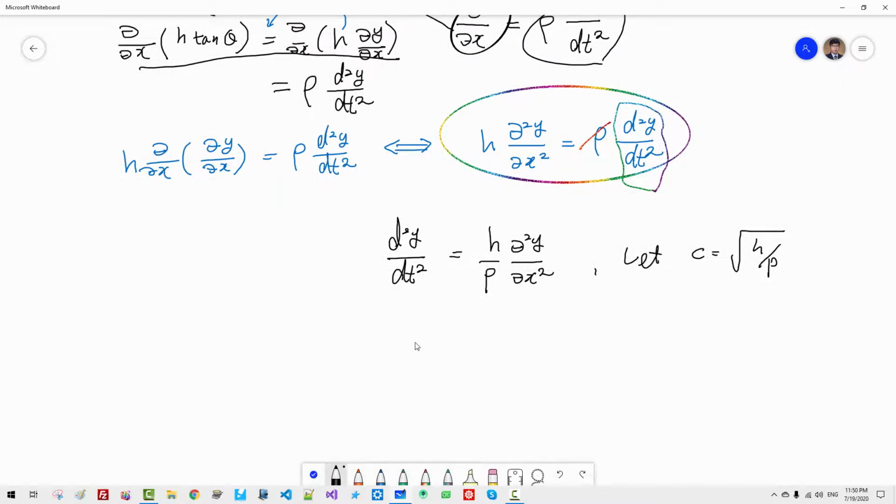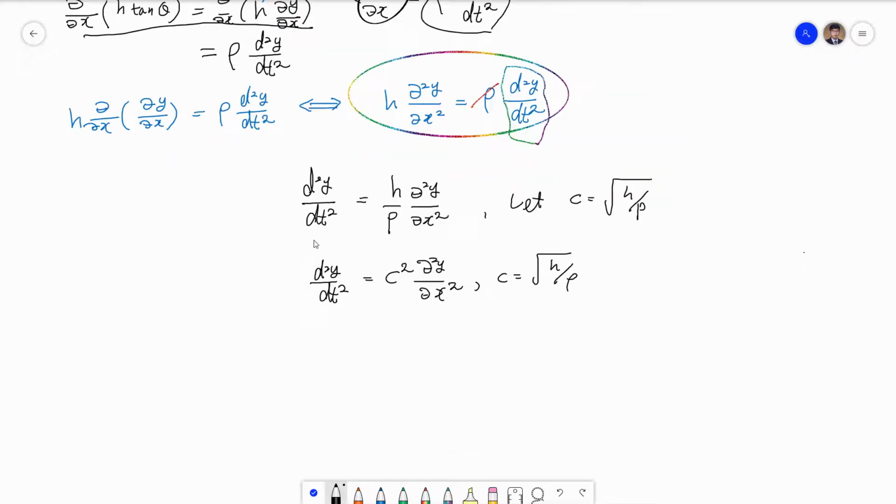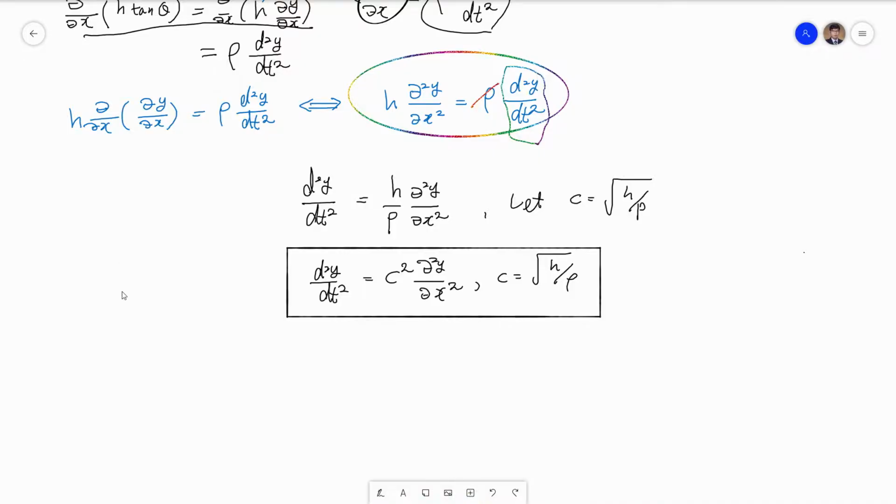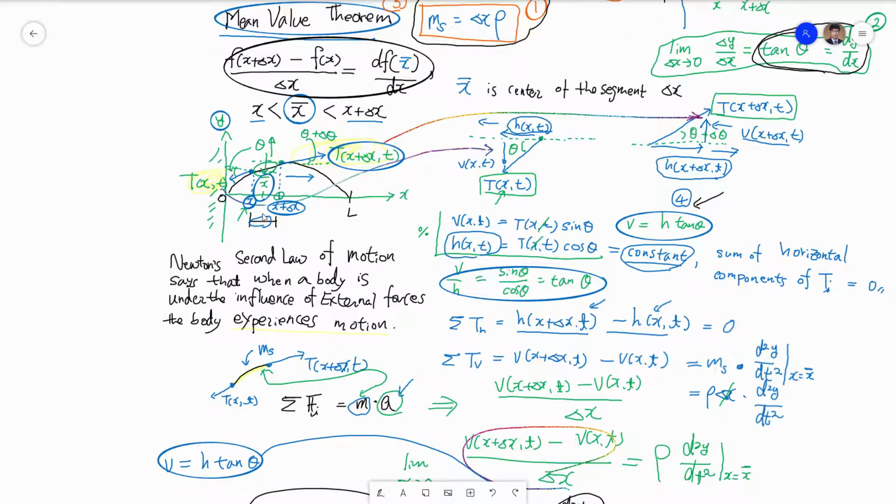Now let c equal root of H over rho. Then we can write d square y over dt square equals c square partial square y over partial x square, where c equals the square root of H over rho. So this is the one-dimensional string vibration wave equation. In this configuration, if we scroll up, y is the axis of the vibration of the string.